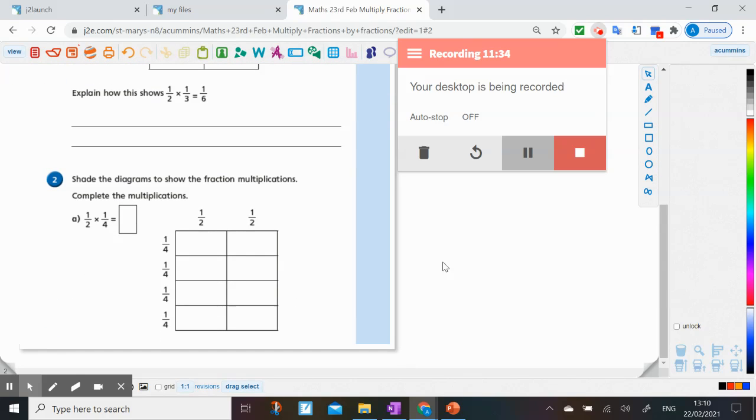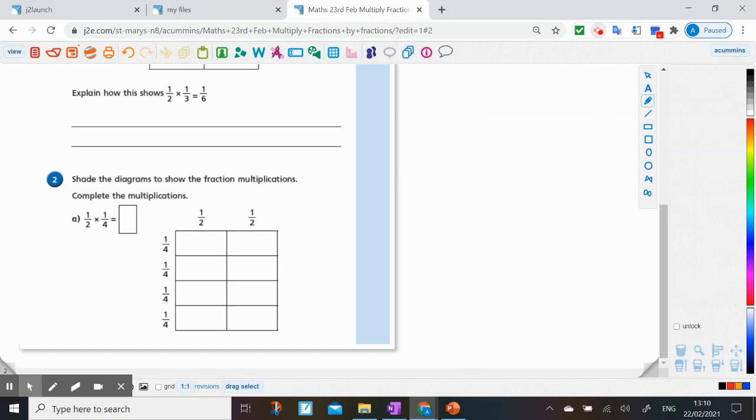Number 2, shade the diagram to show the fraction multiplications. Complete the multiplication. So you've got a half times a quarter. So when it comes to this, what I would recommend doing, use this to make it more transparent. You're going to shade in like that, shade in a little bit of that to show a half and a quarter, and then how much has actually been shaded out of how many. Bear in mind, of course, the denominator is essentially changed by how many squares you've got.